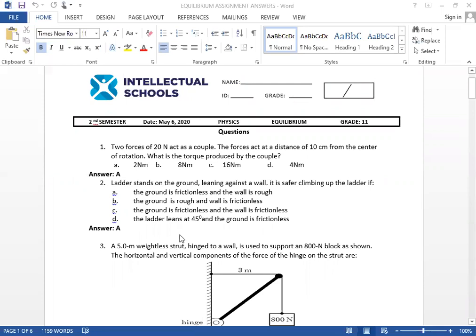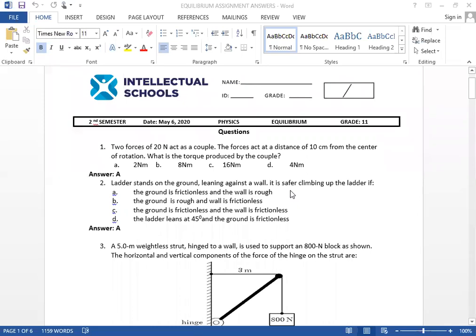The second question is, a ladder stands on the ground leaning against a wall. It is safer climbing up the ladder if the ground is frictionless and the wall is rough. The second one, the ground is rough and wall is frictionless. The third one, the ground is frictionless, the wall is frictionless. And the fourth one, the ladder leans at 45 degrees and the ground is frictionless. So the best answer over here, if the ground is frictionless and the wall is rough, what's going to happen? That means the ladder will not move or will not slide while you are climbing. So the best answer for this question will be A.